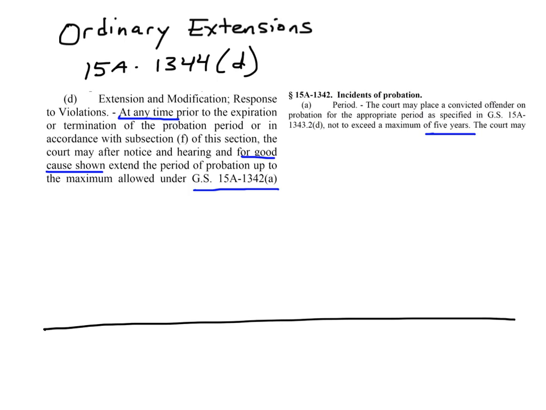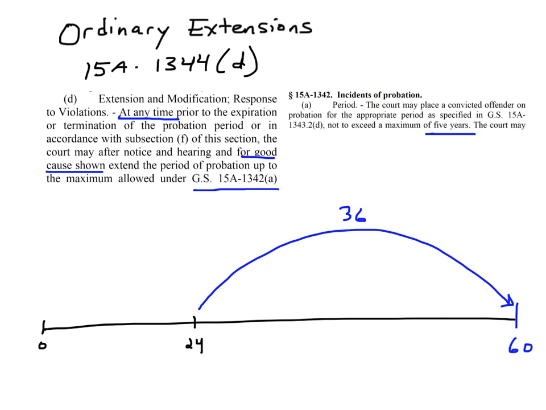Let's say you had somebody sentenced initially to probation of 24 months. We'll put this out on a timeline. Through an ordinary extension of probation, the court could, at any time during that first 24 months, extend the probation by up to 36 months. That'd be a 36-month extension, in this case out to the maximum of 60 months, the 5-year maximum period of probation, at any time for good cause shown. Of course, that 36-month extension would have been the longest the court could do. This statute does allow for shorter extensions.